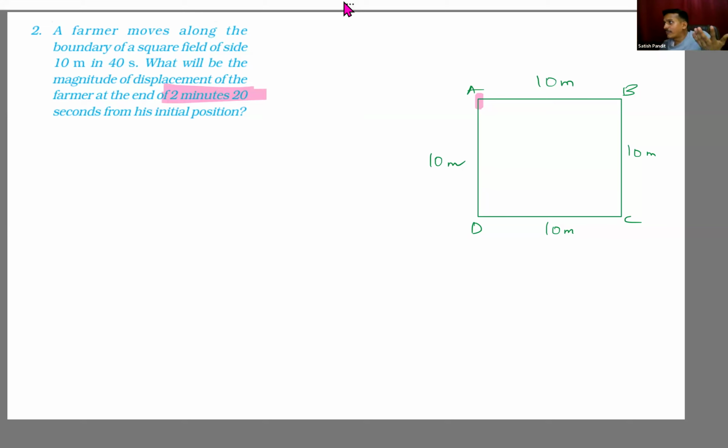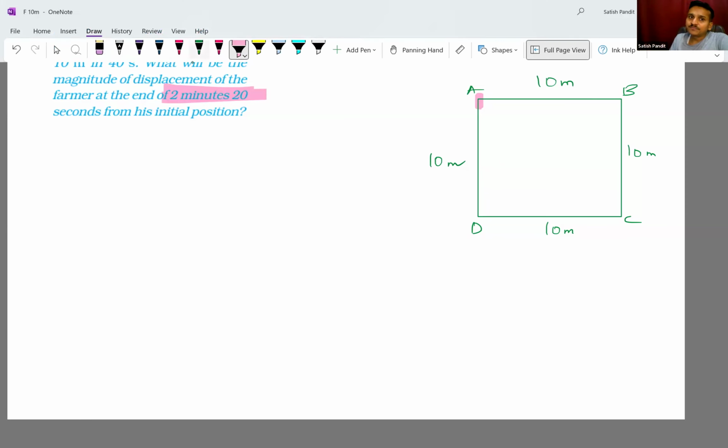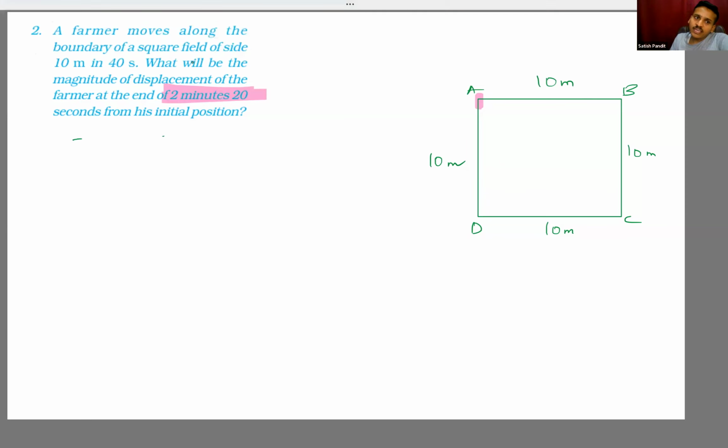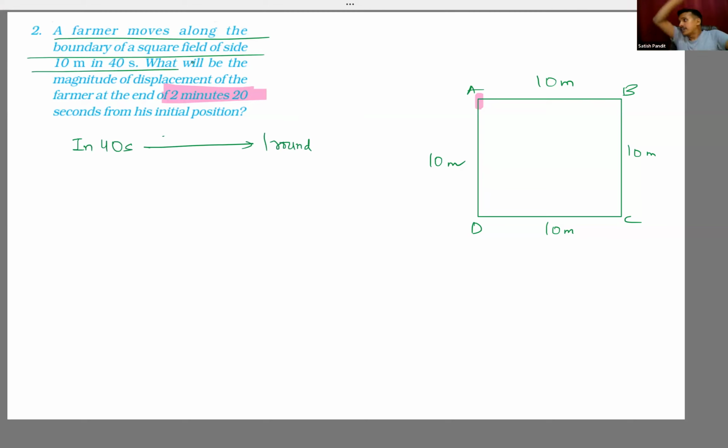You want to know where the final point is. Now, we know that in 40 seconds, the farmer covers one round, because they have given that the farmer moves along the boundary. So in 1 second, how much will the farmer move? 1 by 40. How do I get this 1 by 40?